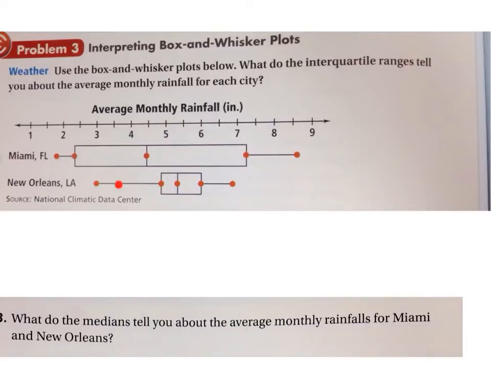And see how the whiskers are smaller too. It goes from 3 to almost 7. There's not much difference. But Miami, a little less than 2 to almost 9. So there's a big difference for Miami, and the box is bigger, which also tells you the same thing.